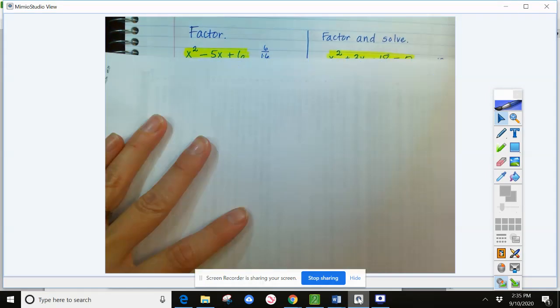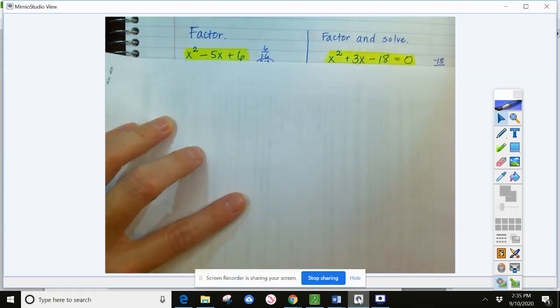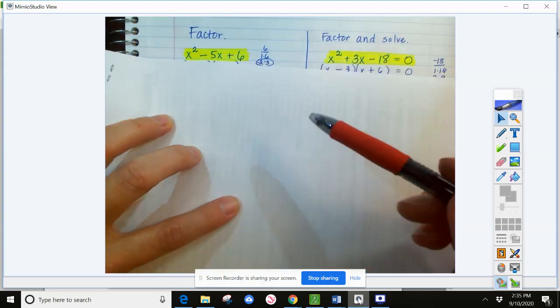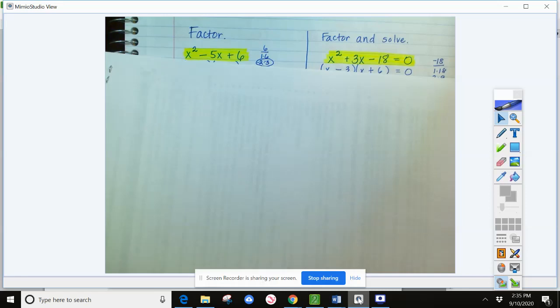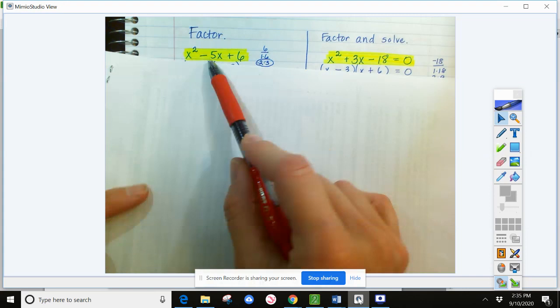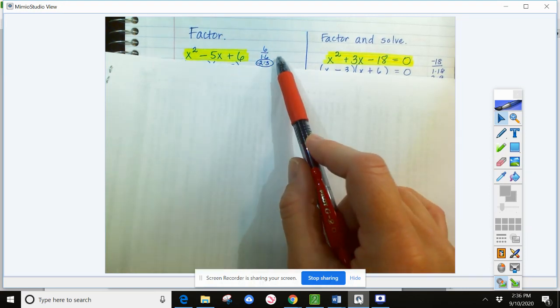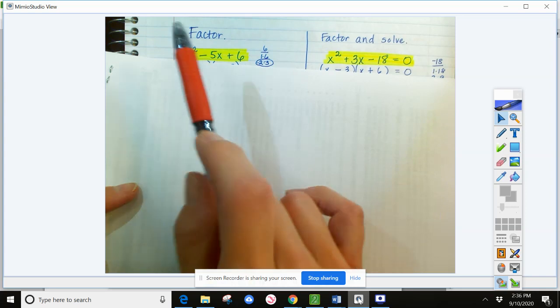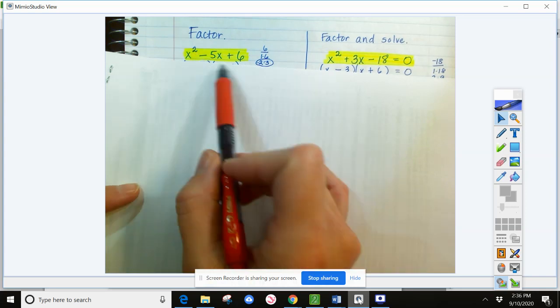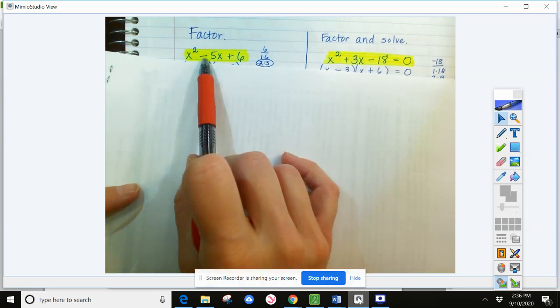All right, now this question is a little bit tricky because it has multiple options that could be considered correct if you don't think about it completely, okay? So you can get a negative 5 using the numbers 2 and 3 and 1 and 6, but you've got to remember that the factors you choose, not only do they have to add together to be negative 5, but they have to multiply together to be positive 6.